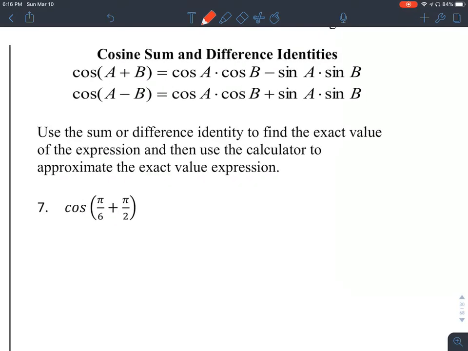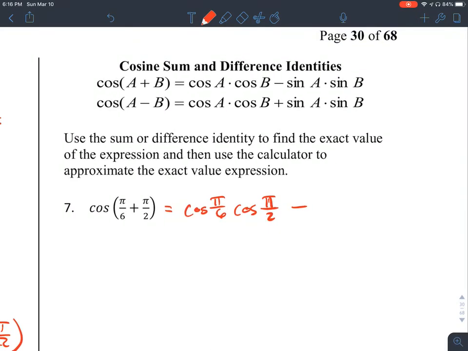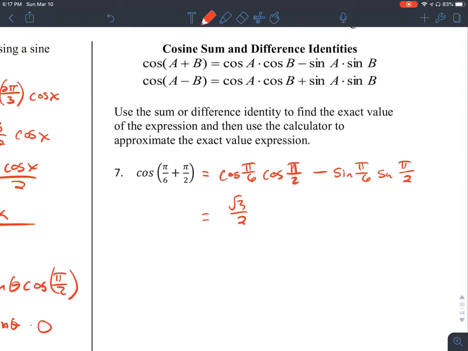So cosine of these two angles is going to equal cosine of the first angle times cosine of the second angle. Change the sign of what the sum was, so it's a difference. Then you have sine of the first angle times sine of the second angle. Cosine of pi over 6 is square root of 3 over 2. Cosine of pi over 2 is 0. Sine of pi over 6 is a half. Sine of pi over 2 is 1. That makes this negative 1/2. If you were to put that in your calculator, you would get negative 0.5.